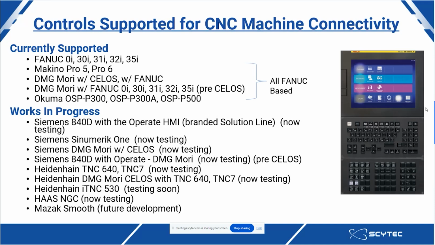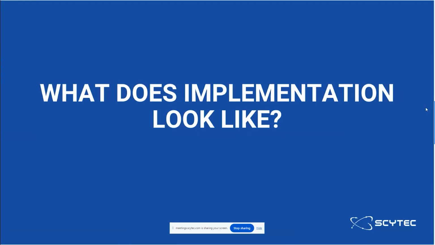And on top of that, we have quite a few works in progress that are either now testing or soon to be testing, including the Siemens 840D, the Siemens Sinumerik One, some Heidenhain common models, including the 640, the TNC7, the Heidenhain iTNC 530, as well as the Haas next generation controls, and then finally the Mazak Smooth.